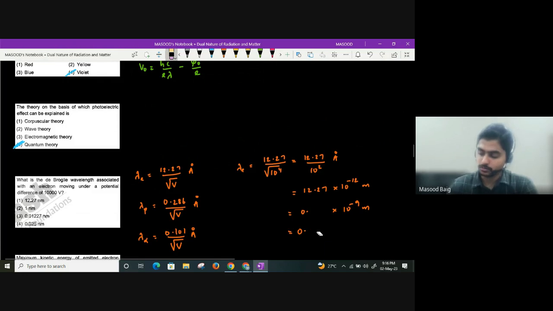0.01. I've forgotten one more zero here. So you'll get it as 0.01227. 0.01227 nanometer will be the wavelength associated with your electron.